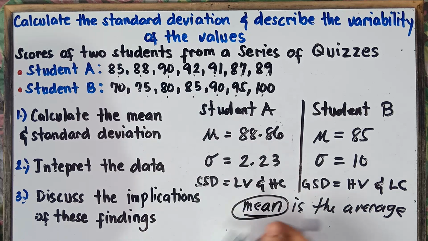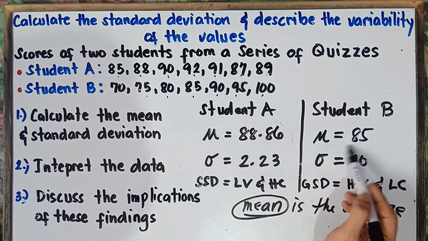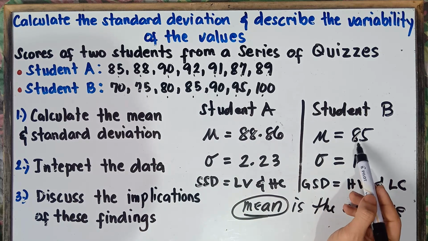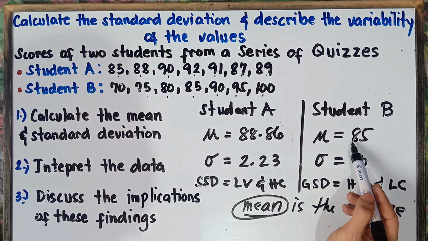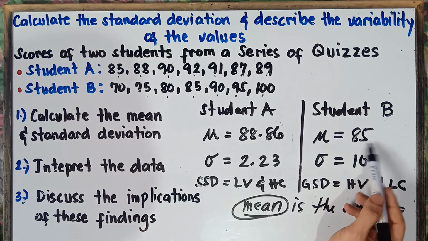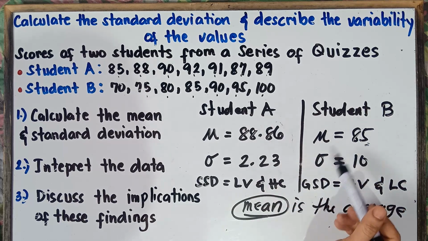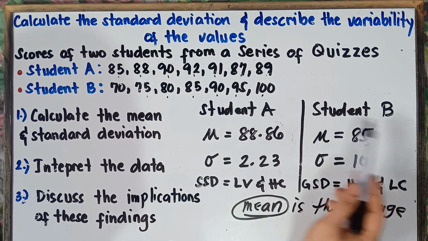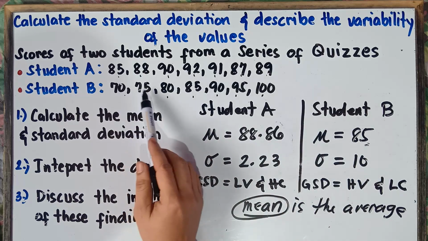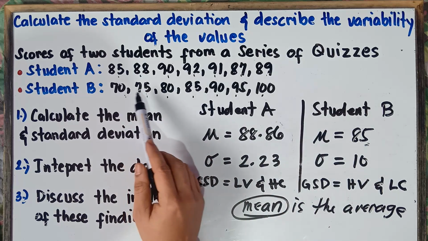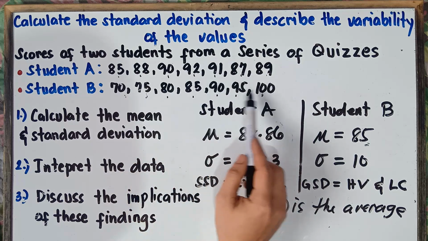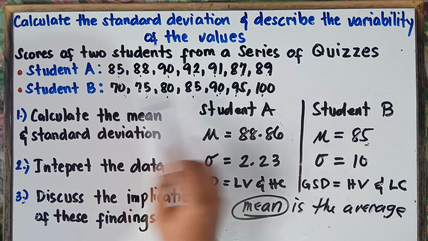Check this one out, class. For student B, the average is 85, right? The average score would be 85. Now, the scores of student B: we have 70, 75. The lowest score is 70. We have 75. We have 100, 95, 90, and then so on.